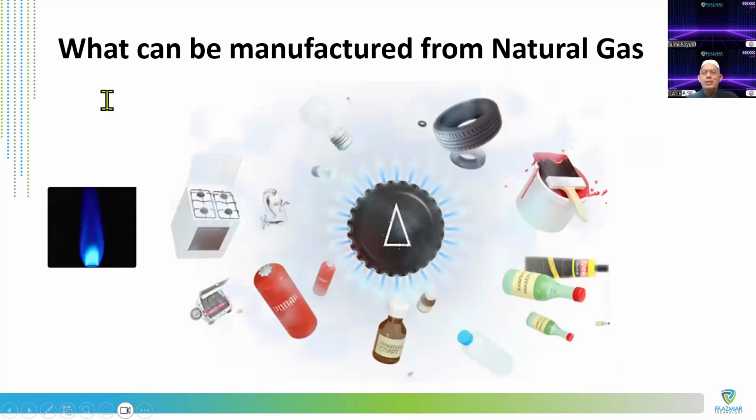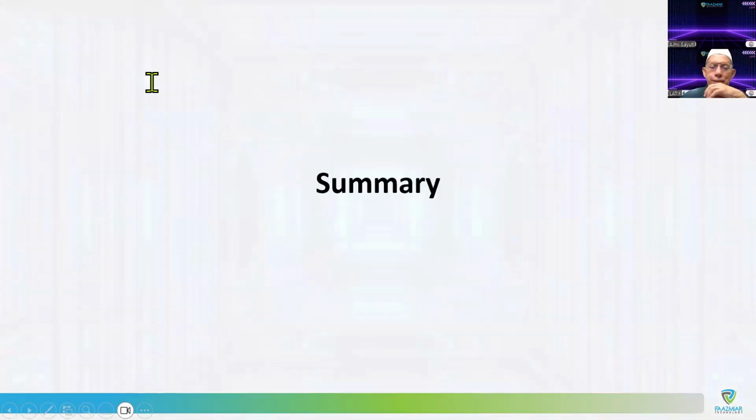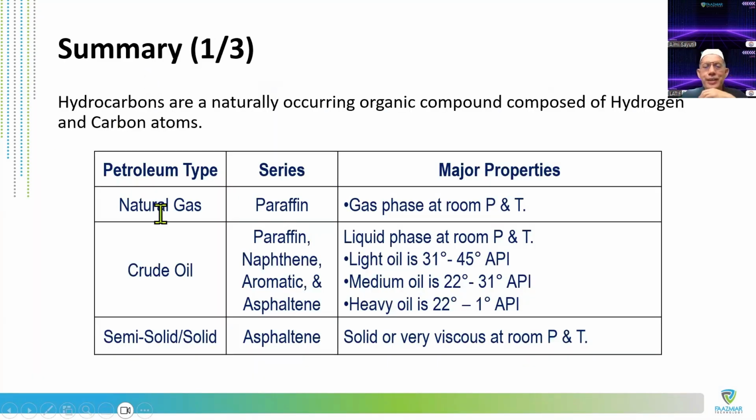Okay, what can we manufacture from natural gas? I repeat again, this is a lot. Yeah, I think we have so many products coming in. Okay, in summary, you can see that natural gas, paraffin series, and then gas phase at room temperature, the crude oil. This is the series of paraffin, butylene, and so on. Liquid at the pressure, and then like oil, this is the range of API, heavy oil. Semi-solid, now we talk about the tar, the Canadian tar sand. This is solid viscous. And then like Canada, it is a huge amount that can be made economical.